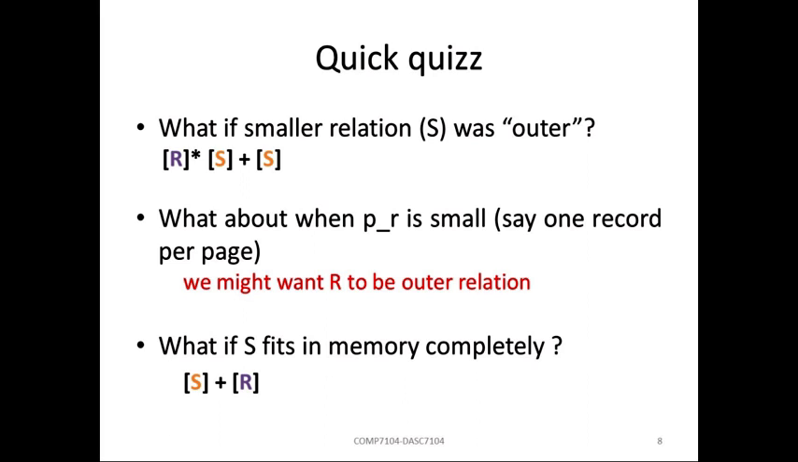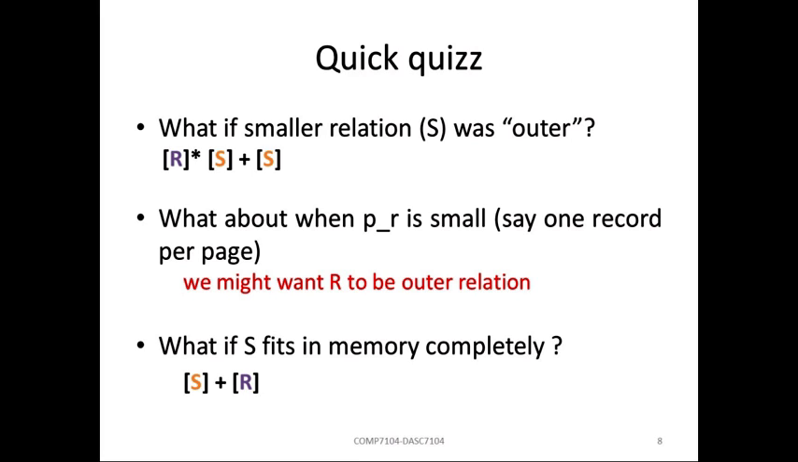Second question here, what about when PR, the number of records in Reserves, is small? For instance, what if we have, I don't know, jumbo-sized records, very large records in Reserves, which take one page each. Each record of Reserves occupies entirely one page. What does this change for us, for instance? What should we do now? Well, we might want R instead, the Reserves table, to be the outer relation. Why is that?